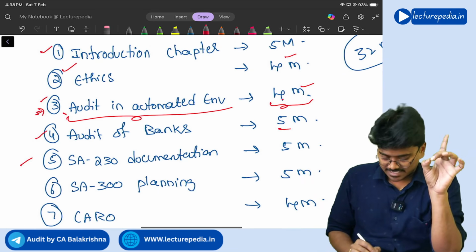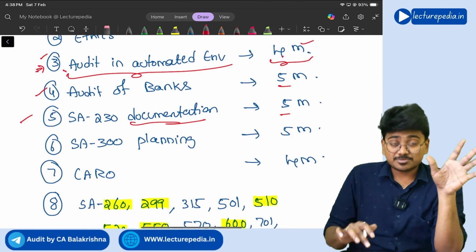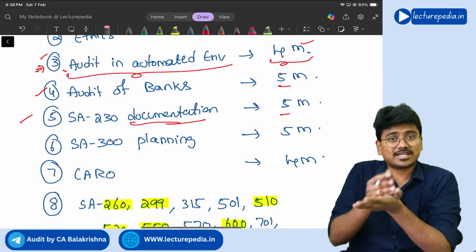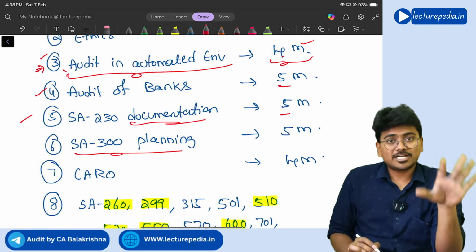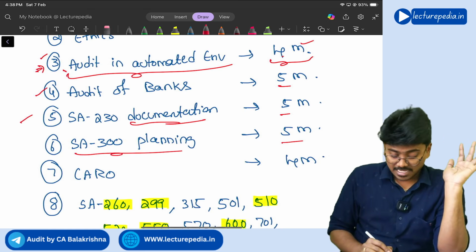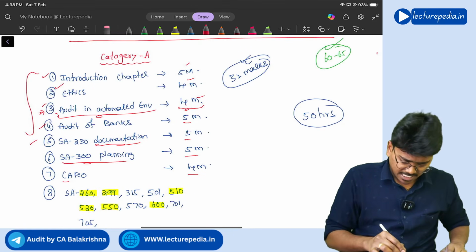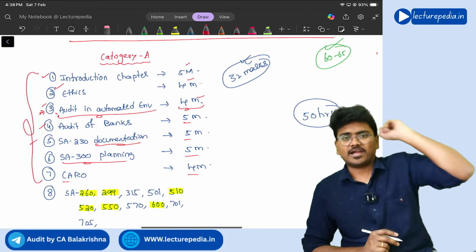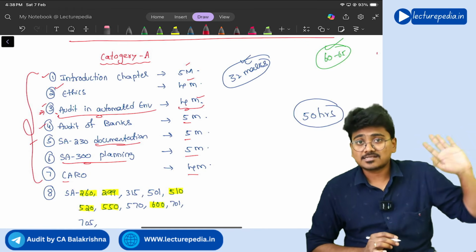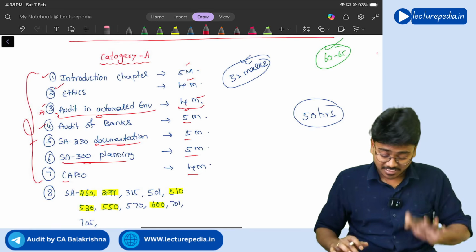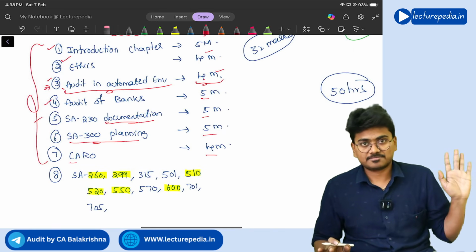Next, SA 230, which is the documentation chapter, 5 marks for sure. This is the minimum marks I am telling. If your luck is good, you can get additional marks also from these chapters. Next, SA 300, audit planning strategy, that one 5 marks. And CARO, 4 marks. You can observe past papers. For sure you will find a question of at least 4 or 5 marks from these chapters every attempt. Understanding? Yes. So if you just cover these 7 chapters, for sure you will get 32 marks.